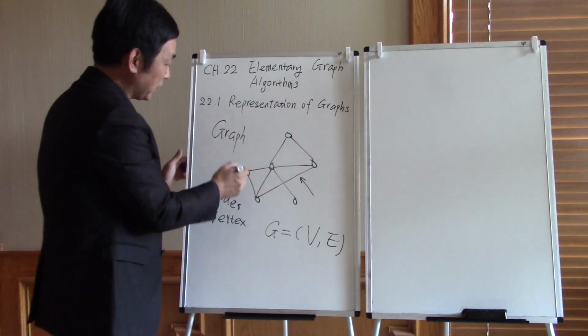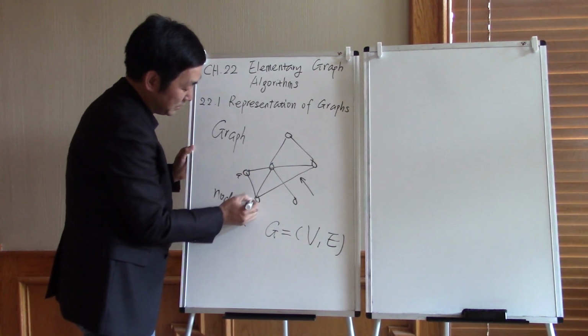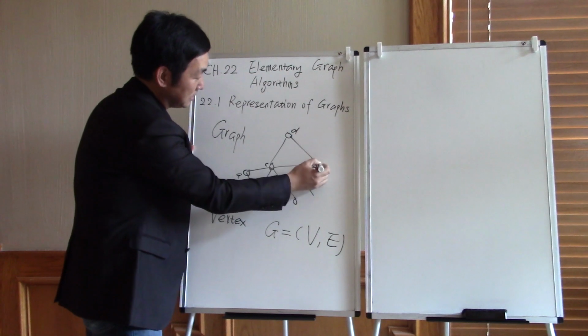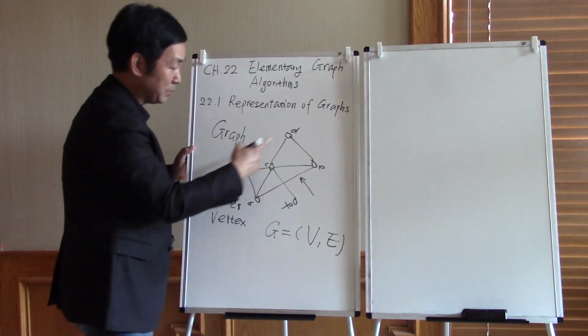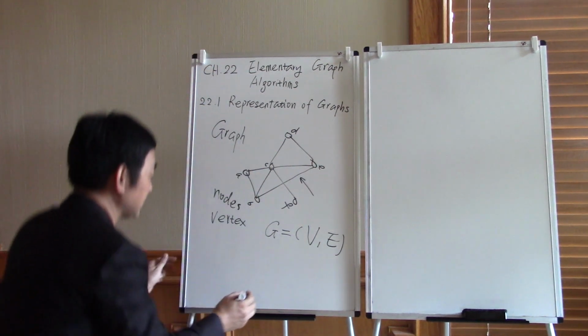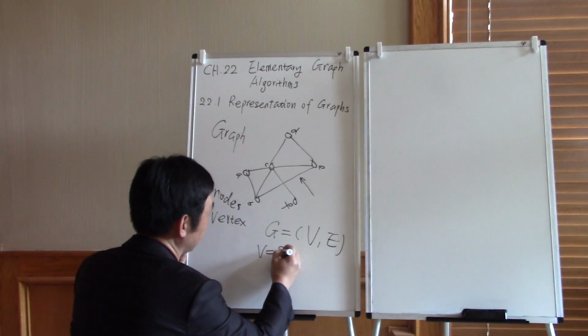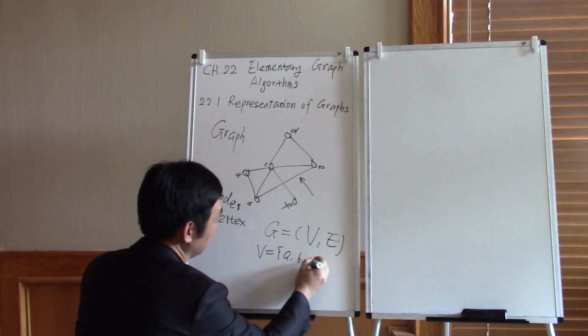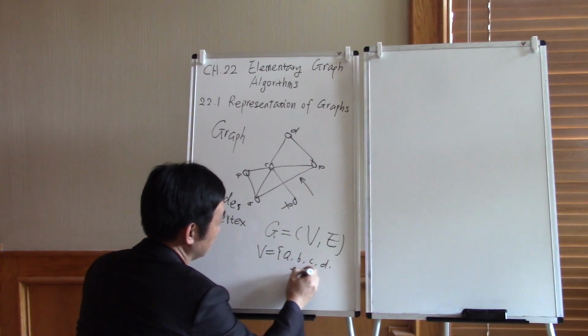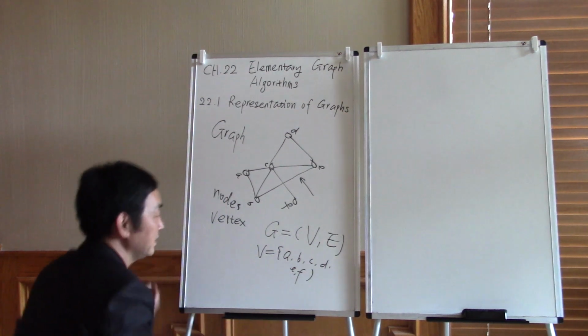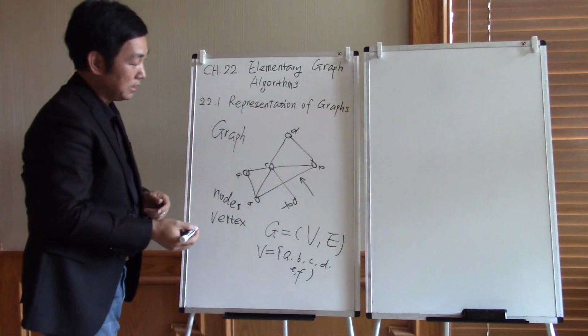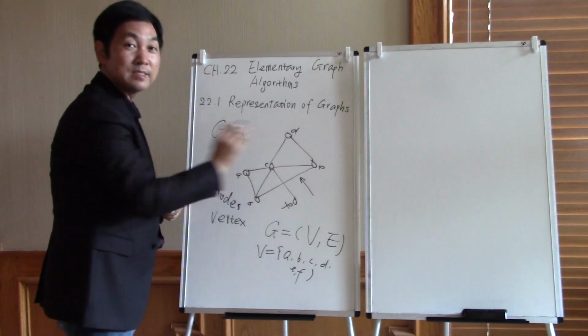So for example, if we call these vertices A, B, C, D, E, and F, then the set of vertices here will be V equals the set A, B, C, D, E, and F. And similarly, E will be the set of edges we have here.